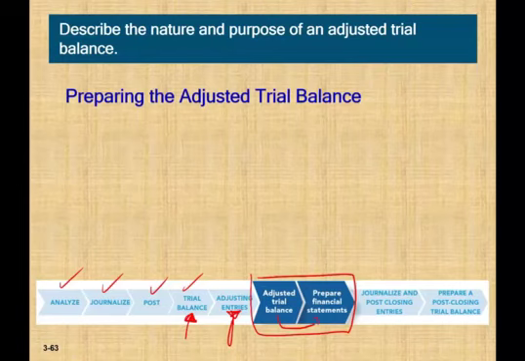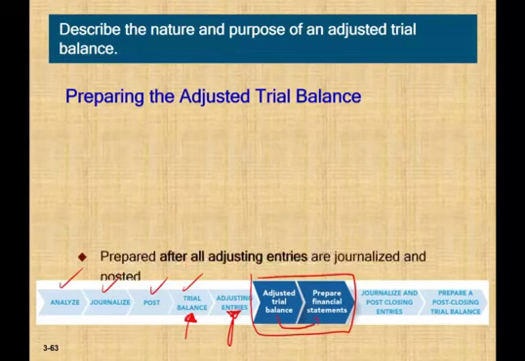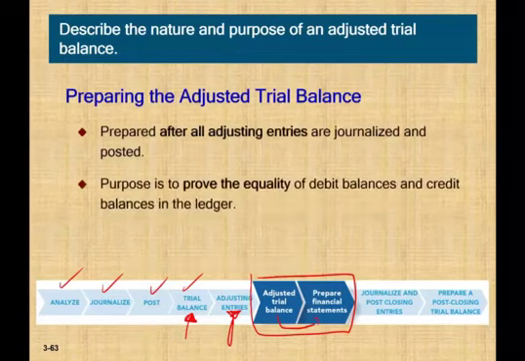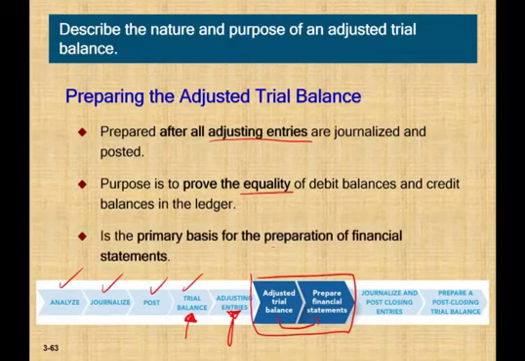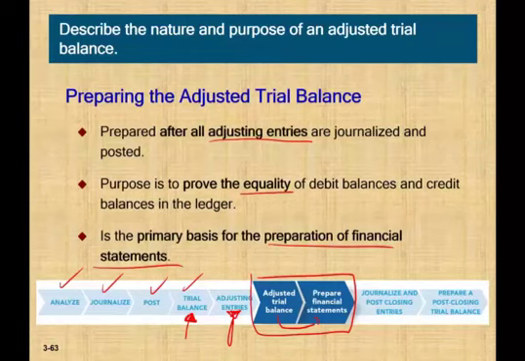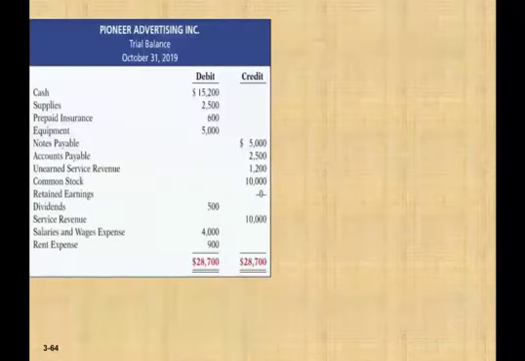So what is the purpose of preparing the adjusted trial balance? Well, basically to make sure all debits and all credits are equal. Prove the equality of the debits and credits. We prepare the adjusted trial balance after we prepare all the adjusting entries. And what's the purpose of it? It is to prepare the financial statements. Because remember, the financial statements will have to be prepared from a proper trial balance. So let me show you the old trial balance that we were given.